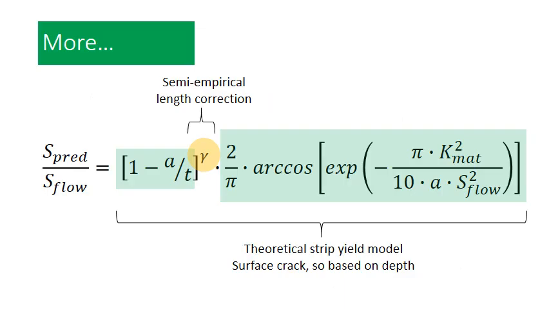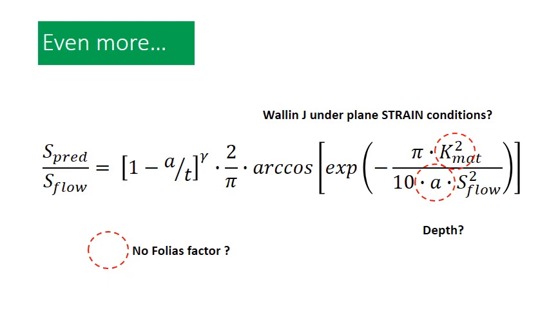I made the point in video number 3 that when I derived the GEM model, it's all based on theory and strip model solution, but it's all focused on surface cracks. It's all based on depth rather than length. So that, I think, is a step in the right direction. I've taken out the Folias factor because it's simply not relevant. I'm using the wall and J under plane strain conditions, which will be a much lower toughness value, which is appropriate for a surface crack.